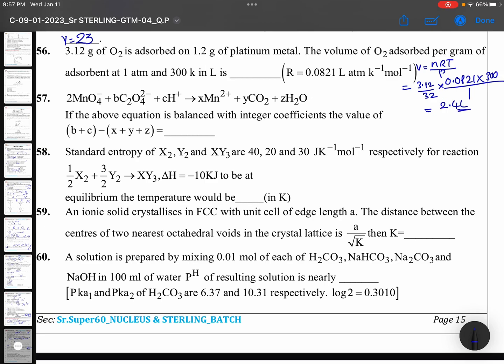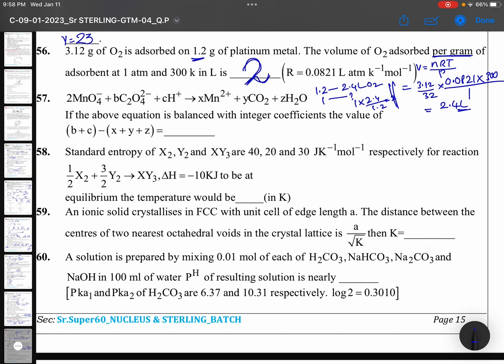2.4 liters is obtained by using 1.2 grams. He is asking per gram. Per gram how much? 1.2 grams gives 2.4 liters of oxygen. 1 gram how much? 1 into 2.4 by 1.2. This is nothing but 2.